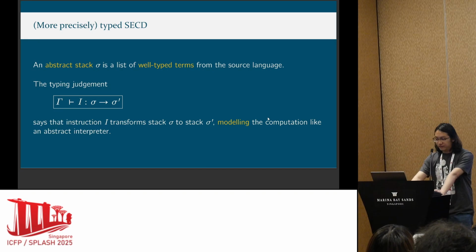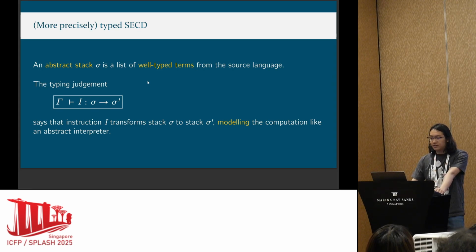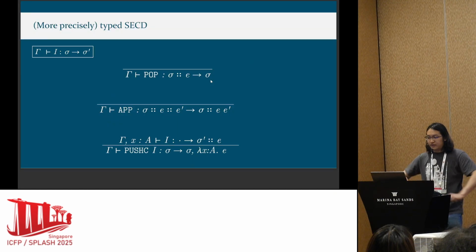So this is the more precise version of the type system, where my type judgment does not just describe how the type of the stack transitions, but what values on the stack become. Here sigma is a list of well-typed terms of the source language, and the typing judgment says that I transform the stack with content sigma to content sigma prime, and the idea is that my typing judgment would model the computation, much like an abstract interpreter if you want.